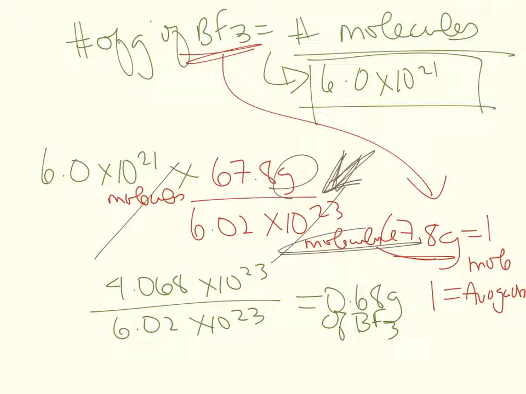Once we've multiplied 6.0 times 10 to the 21 by 67.8, we get 4.068 times 10 to the 23. Then we divide by 6.02 times 10 to the 23, which is Avogadro's number. That's how we're left with grams, because the molecule aspect will cancel out as a unit, leaving grams as the only unit, which is what the question wants as an answer. So your final answer would be 0.68 grams.